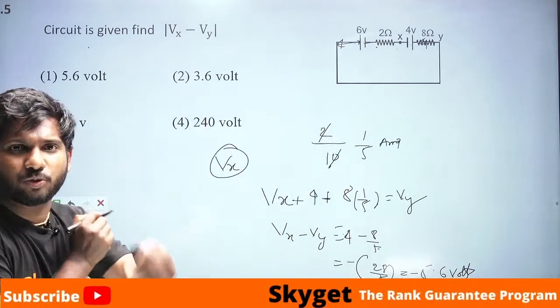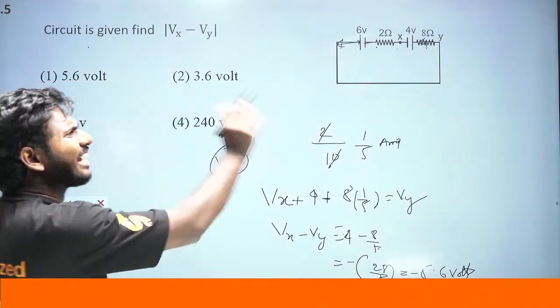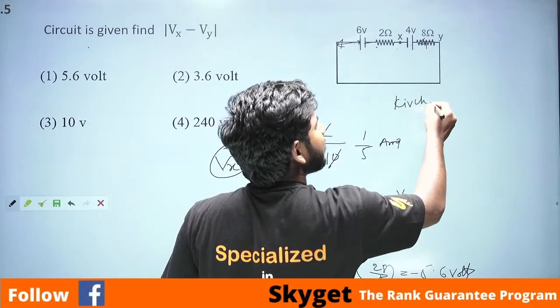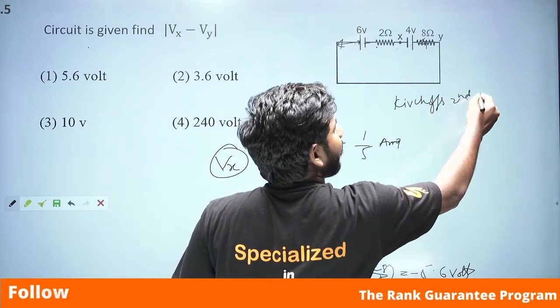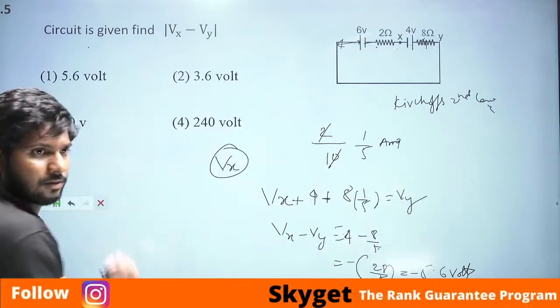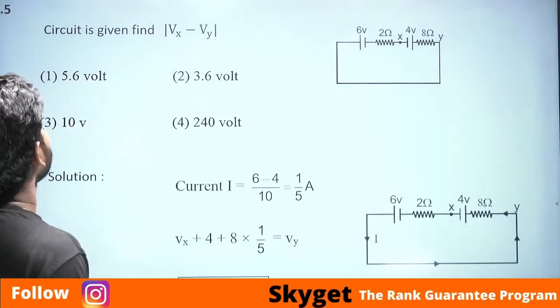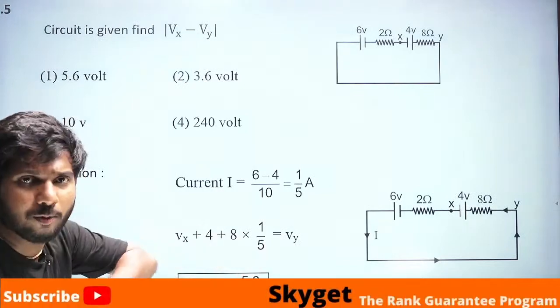So let us go to the next question. This is also an easy question directly based on Kirchhoff's second law. The answer is minus 5.6 volts, students.